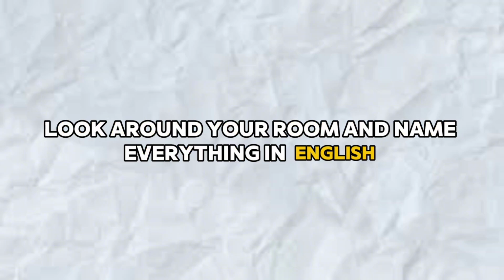Here are some easy exercises you can do daily. Look around your room and name everything in English. Bed, table, window, book, pen. While walking outside, say things in your mind. I see a car. The sky is blue. That person is smiling. During activities, describe what you are doing. I am cooking rice. I am watching TV.